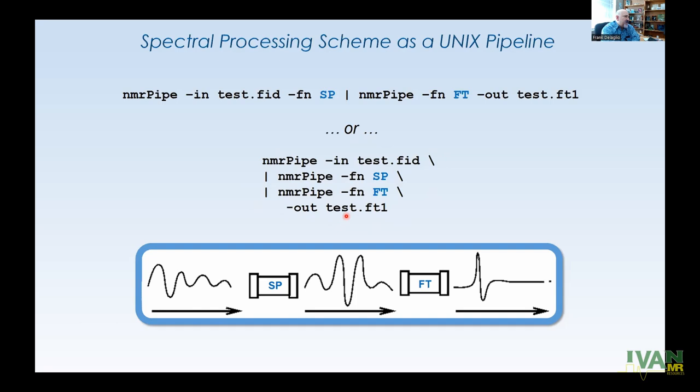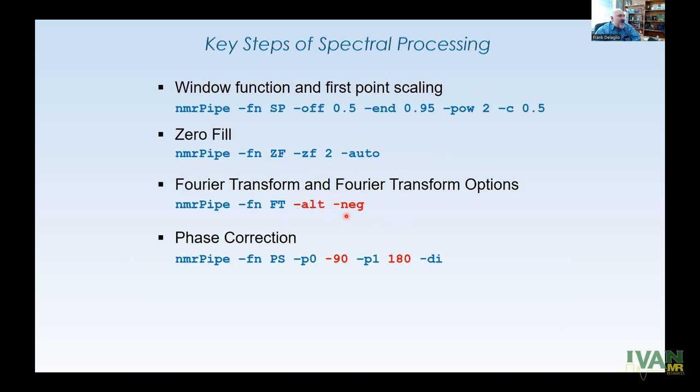And so a steep part of the learning curve with NMRPipe is to become familiar with these processing functions and what the various command line arguments they have do and how to manipulate them. And I'll show a little later how you can get lists of these things and figure out more about what these different parameters mean and how to set them.